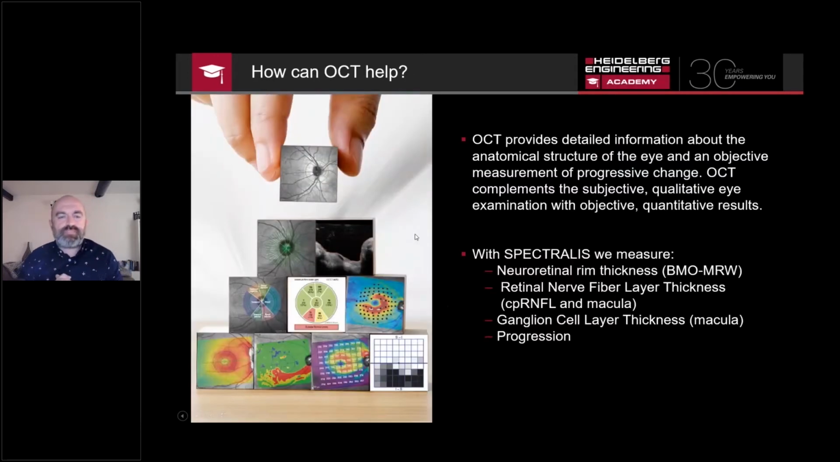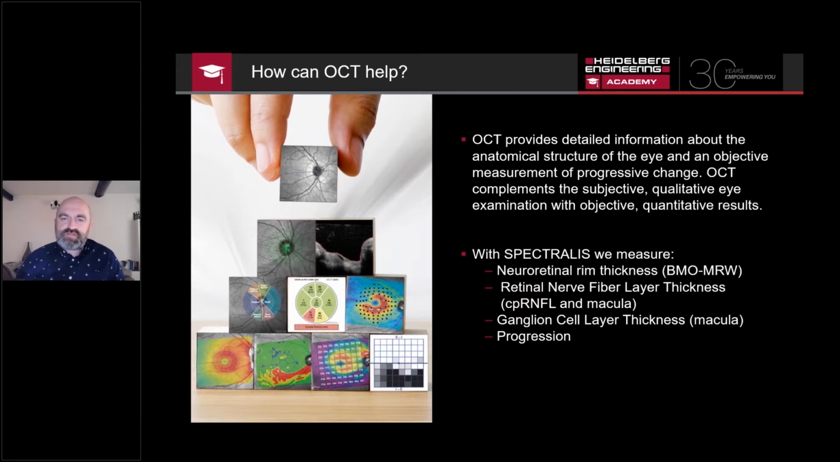So really, the OCT toolkit describes how OCT can help, because the great thing about OCT is it provides detailed information about the anatomical structure of the eye, and crucially an objective measurement of progressive change. So not a subjective guess on the shape of an optic nerve, it's an objective defined measurement, which complements the subjective information with qualitative and quantitative results.